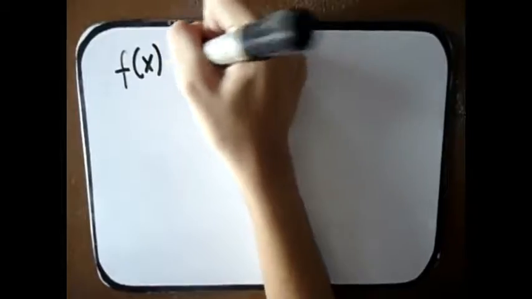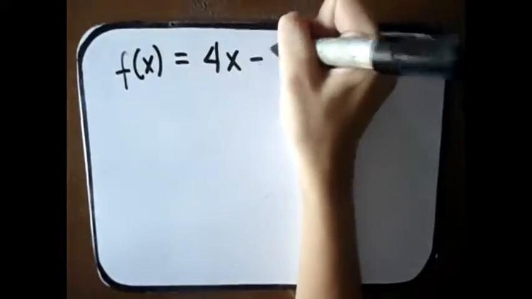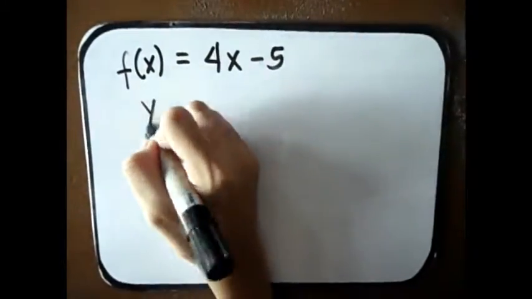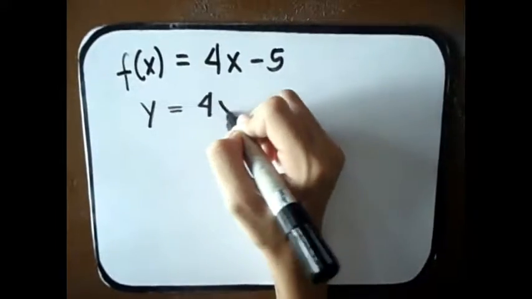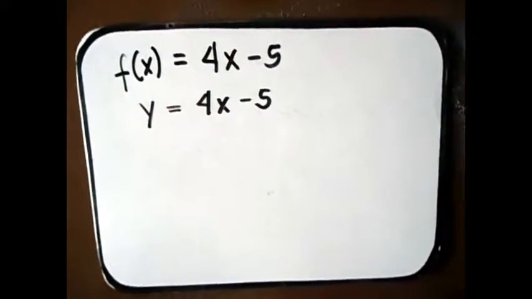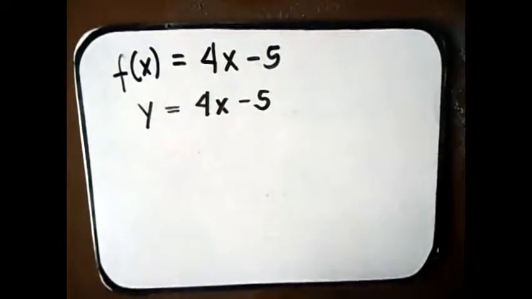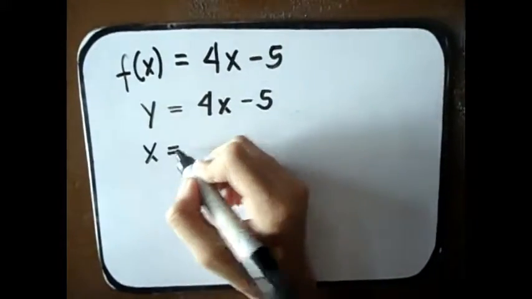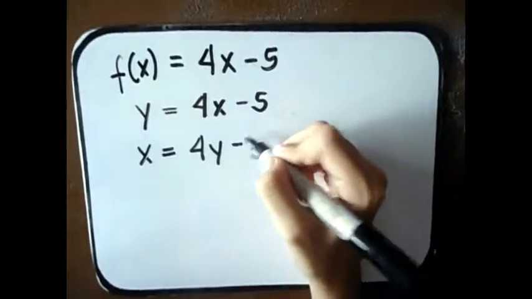Suppose we have the function f of x is equal to 4x minus 5. To get its inverse, we need to substitute y for the function. y is equal to 4x minus 5. Then, switch the y and x values. x is equal to 4y minus 5.